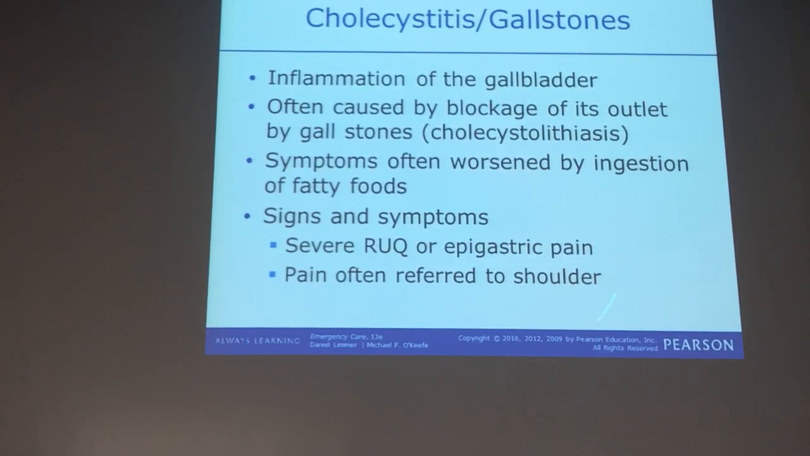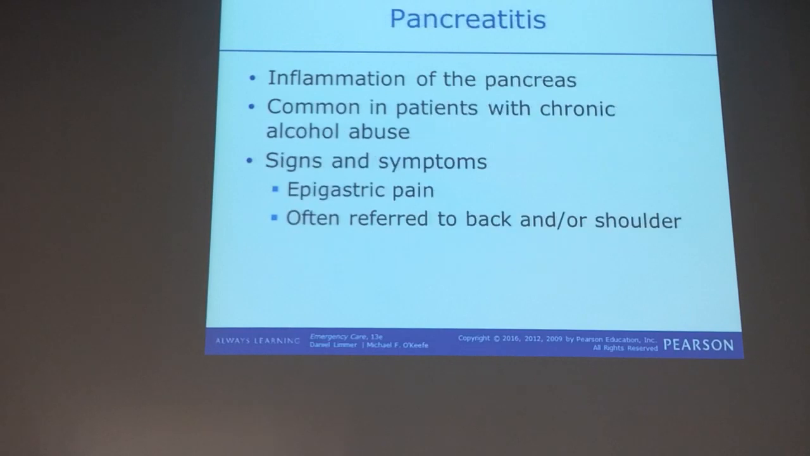This is what I started talking about a second ago. So cholecystitis is going to have some shoulder pain with it. It's a good identifier. I don't think that's on the test, but you might in National Registry get a question about referred shoulder pain and what illness is related.